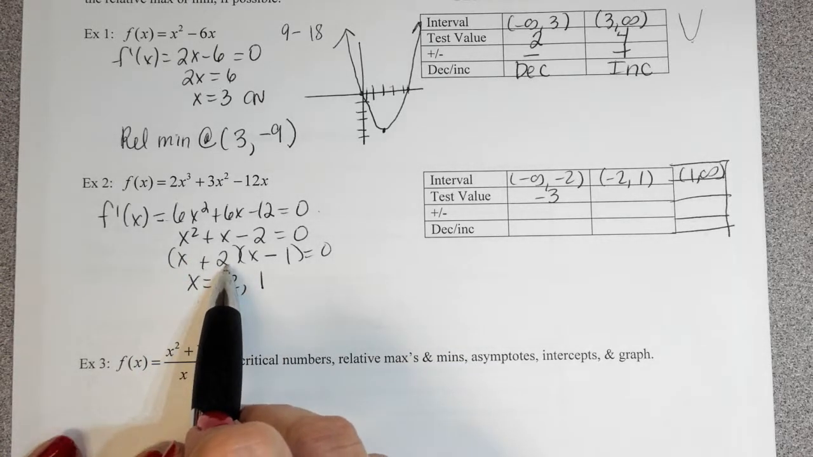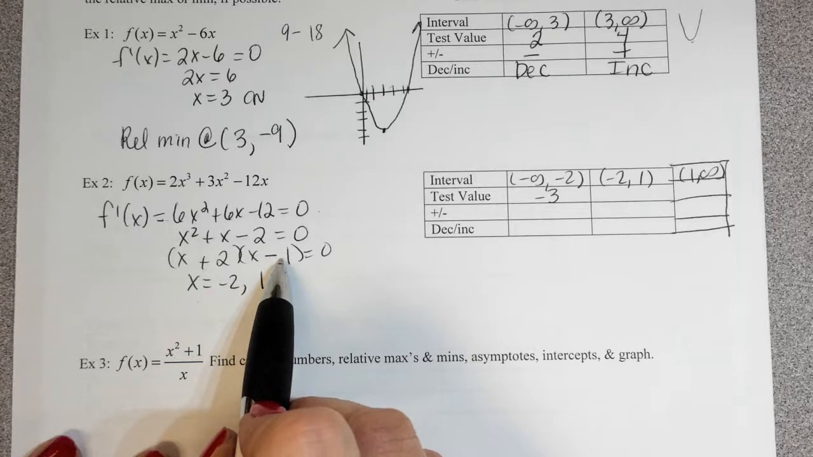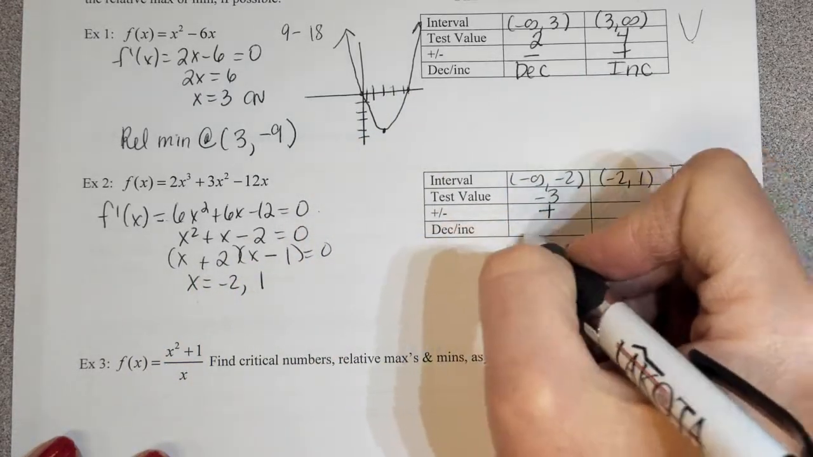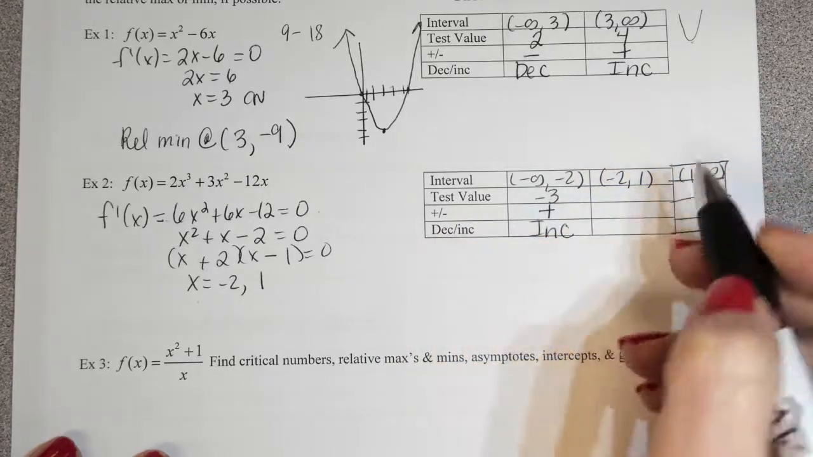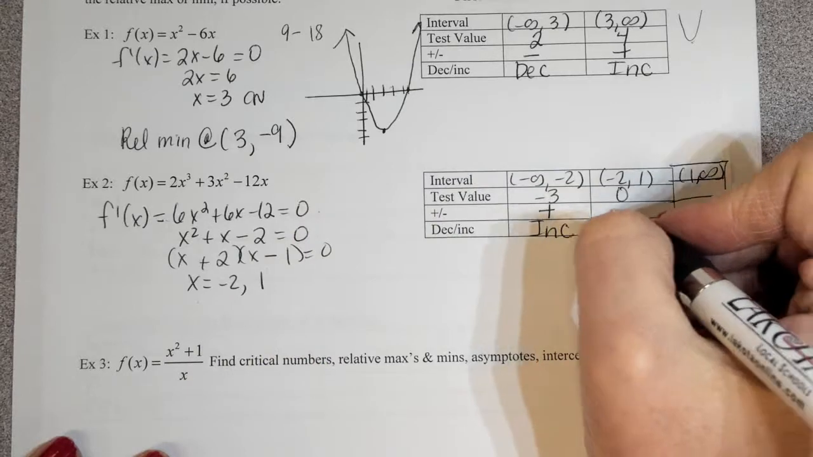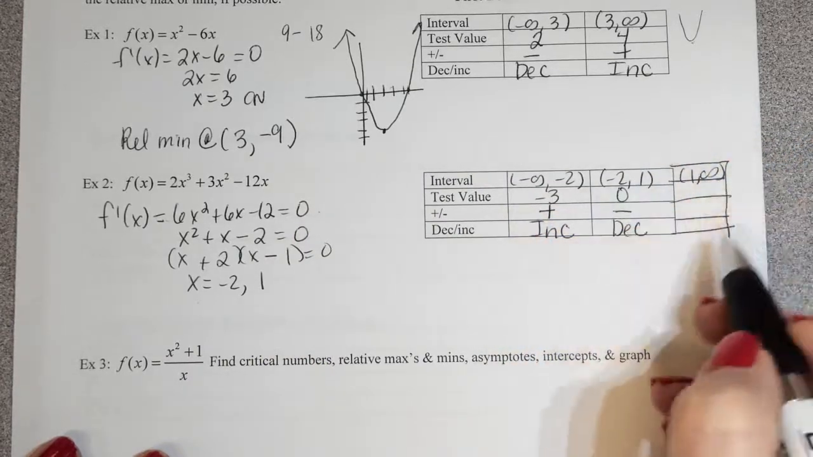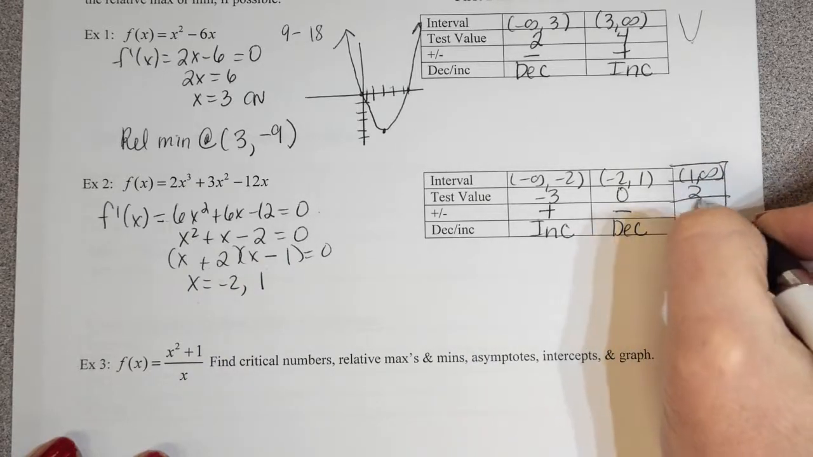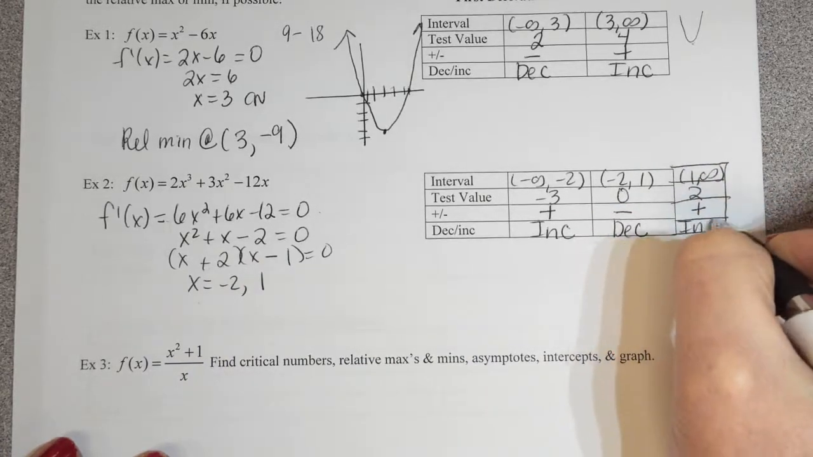Negative 3 plus 2 is negative 1. Negative 3 minus 1 is negative 4. So I have a negative times a negative, that's a positive. So therefore it's increasing. I can plug in 0. That would be 2 times negative 1, that's negative, that's decreasing. I can plug in 2, that's positive, so that's going to be positive, so it's increasing.